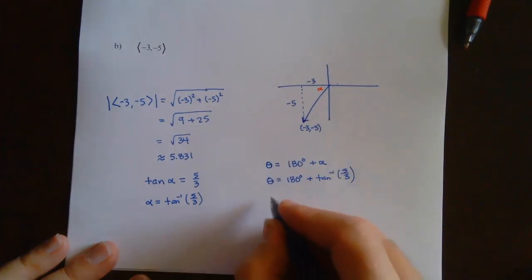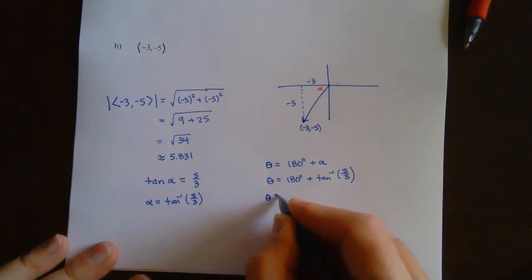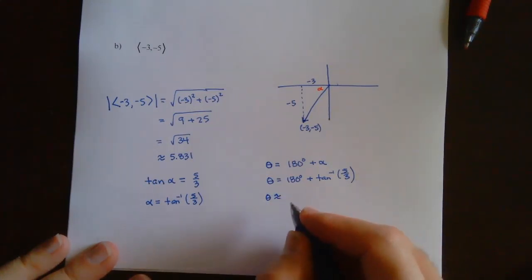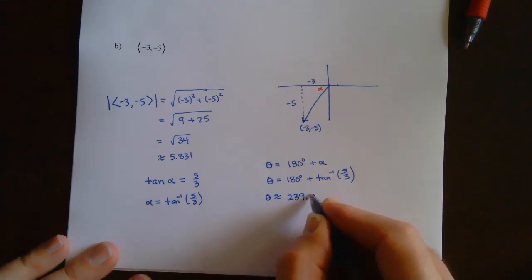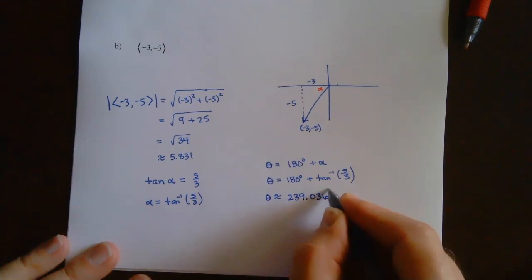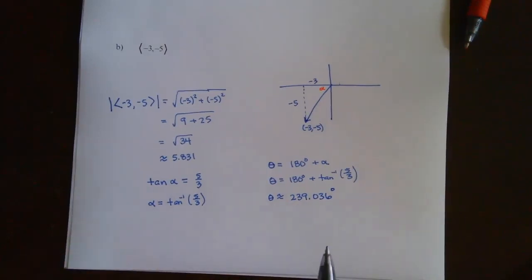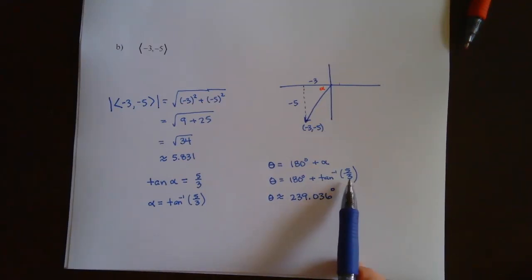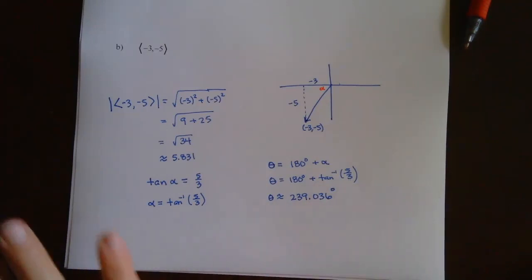We'd put that in our calculator and we'd get an approximation. Our direction angle would be 239.036 degrees. And I gotta say this, you need to put your calculator in degree mode for this, okay? Because you want it in degrees. If you don't have it in degree mode, it's going to think this is radian, and it's going to give you an angle in radians.